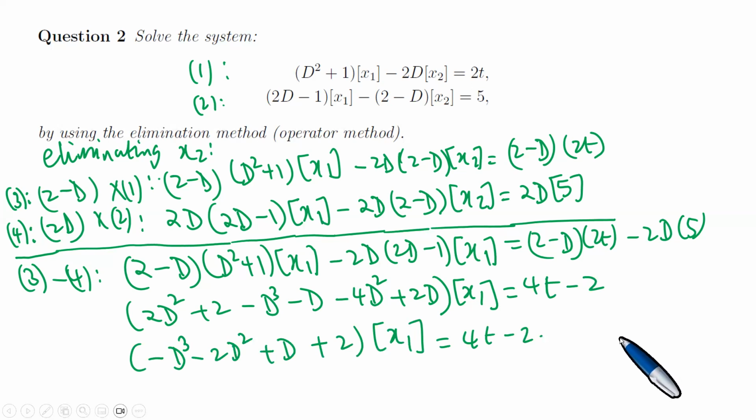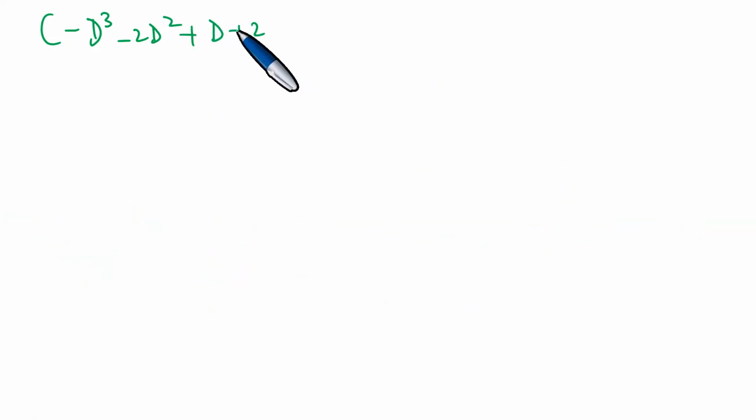Okay, now let's write this one on the next page, which is minus d cubed minus 2d squared plus d plus 2 operating on x1, 4t minus 2. Taken from the other side, it is actually minus d cubed. We're just learning how to solve this. Minus 2d squared plus d plus 2 is operating on x1, which is equal to 4t minus 2.